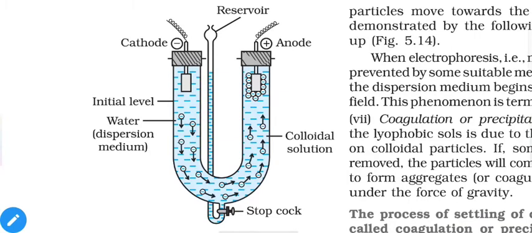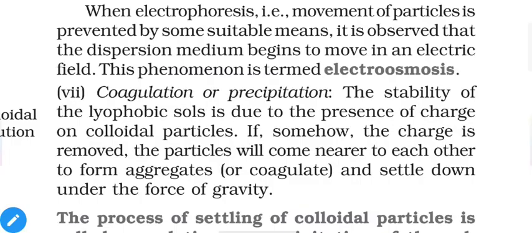So the initial level is marked, and now when we apply electrical charge in this tube, if negative colloidal particles are present, then they will move towards the anode as we can see in this image, and if colloidal particles are positive in nature, then they will move towards the cathode and they will settle down on the surface of the respective electrodes having opposite charge.